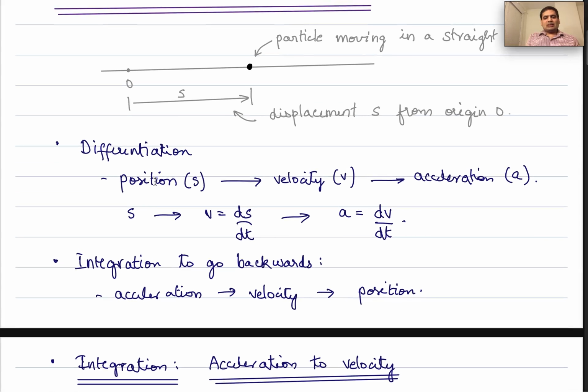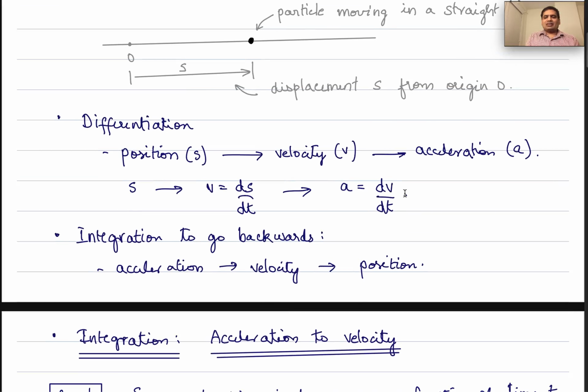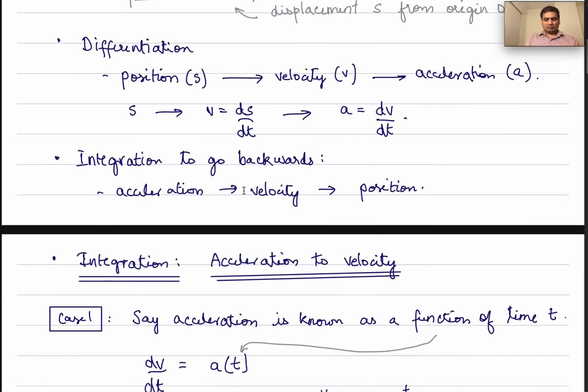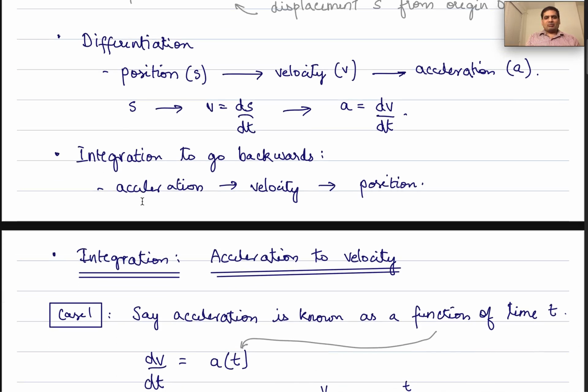All we're going to do is think about the relationship between position, velocity, and acceleration in today's lecture. If you want to go from position to velocity to acceleration, what do you do? You do differentiation, right? You take position, differentiate it, ds by dt equals velocity, and then dv by dt equals acceleration, which is of course equal to d square s by dt square. In other words, the second derivative of position. If you want to go from acceleration to velocity to position, in other words, backwards, you do integration.